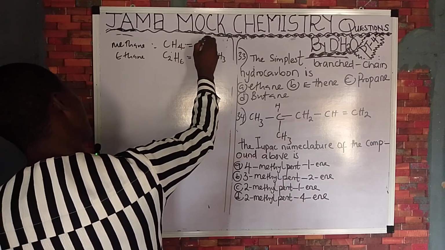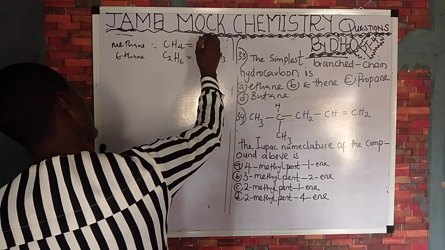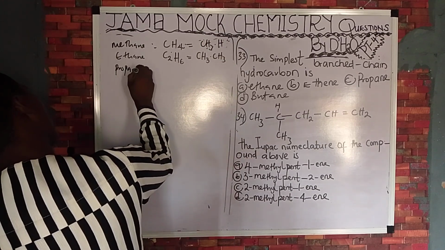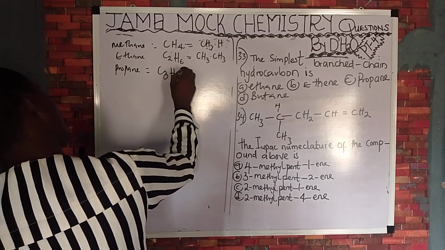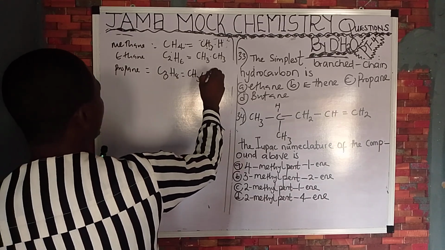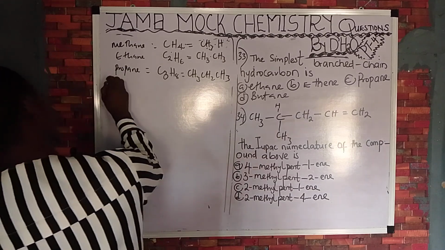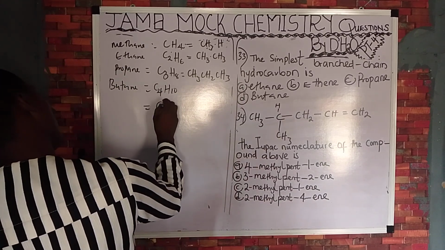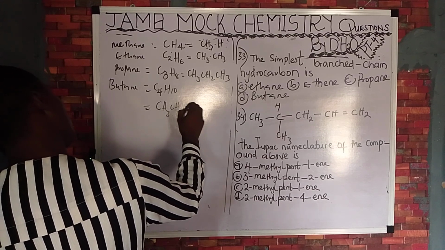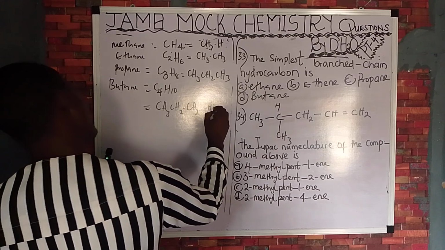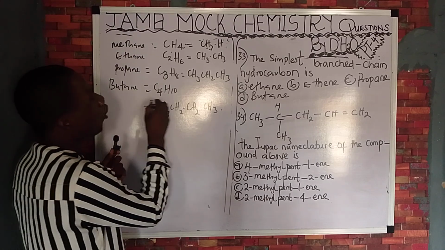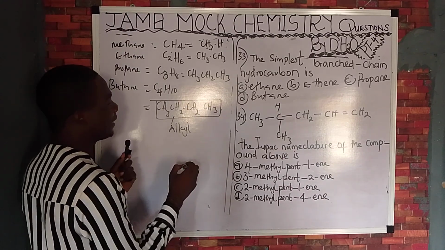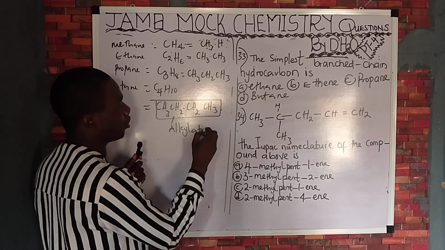CH3, CH3. Then if you have propane, your propane is written as C3H8, which will give us CH3, CH2, CH3. Then when you have butane, your butane is C4H10, which will give us CH3, CH2, CH2, then CH3. This is your butane. Now, you can only branch this. This is the first one that can undergo alkylation.